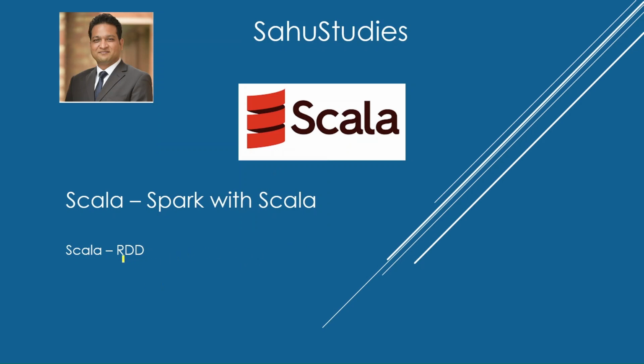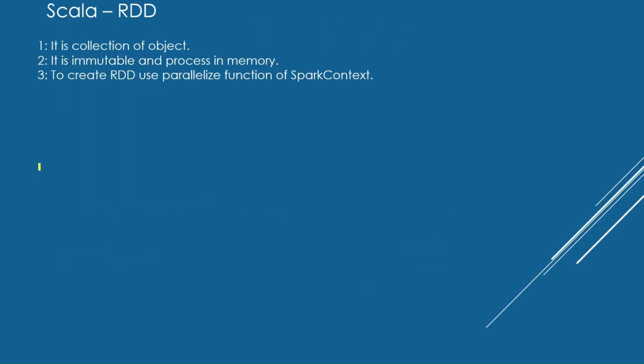In this video, we are going to see RDD in Scala. So what is RDD? It is a collection of objects. It is immutable and processed in memory. So what is immutable?